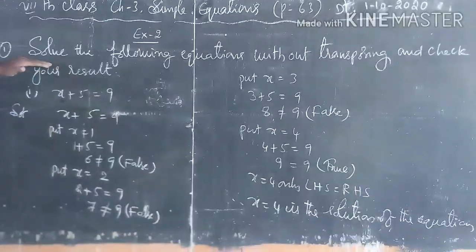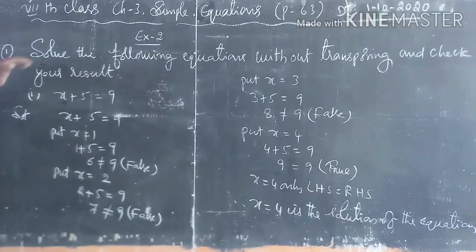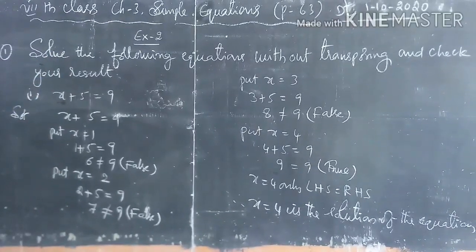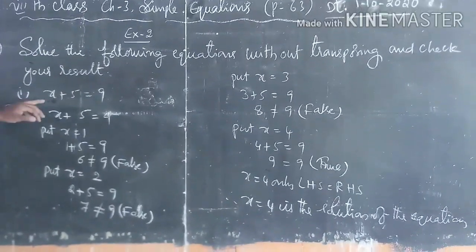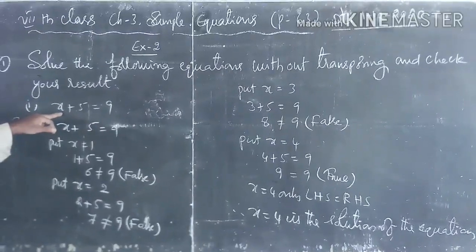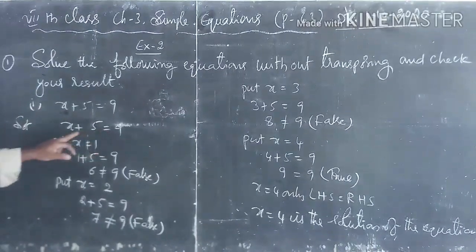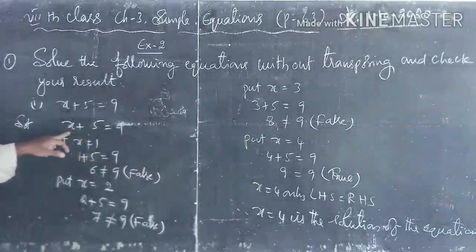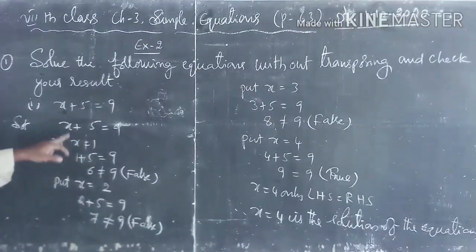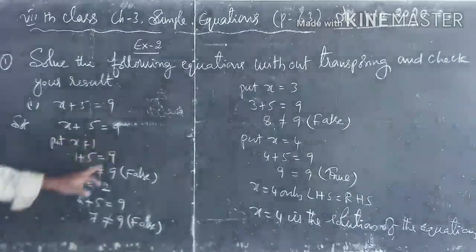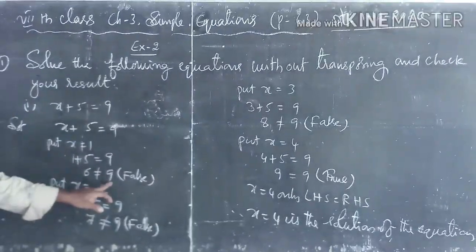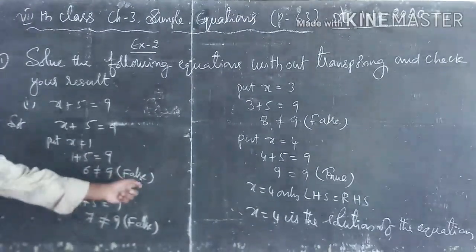See, understood, children? Once again I will explain. Listen. Solve the following equations without transposing and check your result. First question, x plus 5 is equal to 9. Put x is equal to 1. In place of x, write 1. 1 plus 5 is 6. 6 is not equal to 9. LHS is not equal to RHS, false.